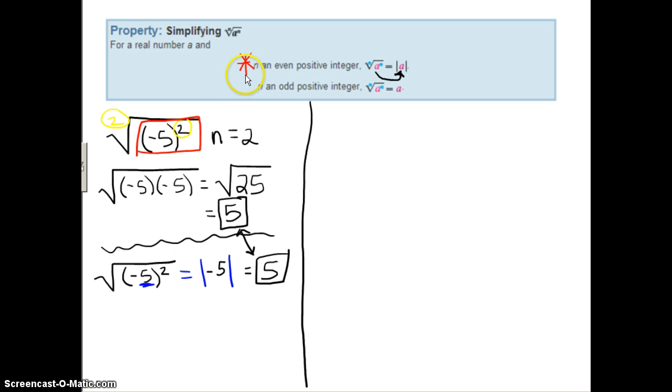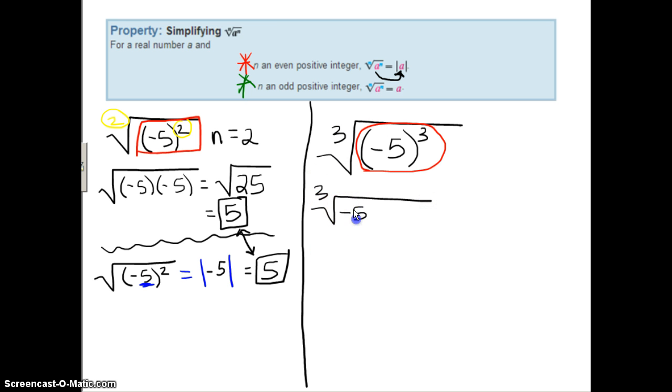All right, next, let's look at what happens when n is an odd positive integer. For example, say we have the cubed root of -5 cubed. So again, we'll work through this both ways. So if I simplify underneath my radical sign, that means I'm going to do -5 cubed. So that means cubed root of -5 times -5 times -5 again. -5 times -5 times -5 is -125.